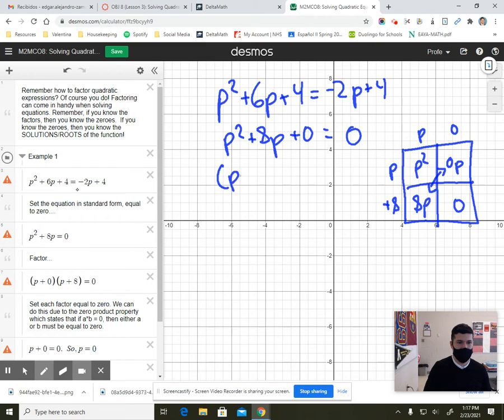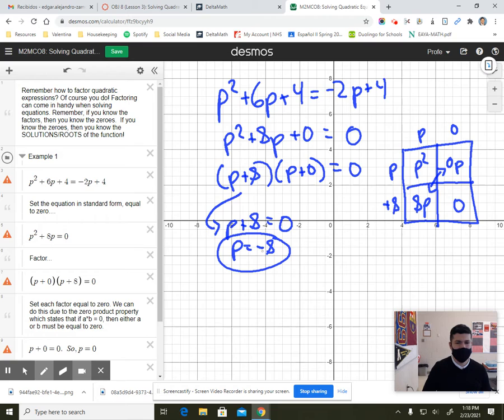So I'm going to factor this to p plus 8 times p, or I'm going to write it as p plus 0, all right, because some people like to see it like that. All right, so p plus 8 times p plus 0. Now what I'm going to do is set each one of these equal to 0, just like I'm finding the zeros, right? So this means subtract 8, so p equals negative 8. You remember? Find the zeros. And with this one, I can just say p equals 0. That's my second solution.